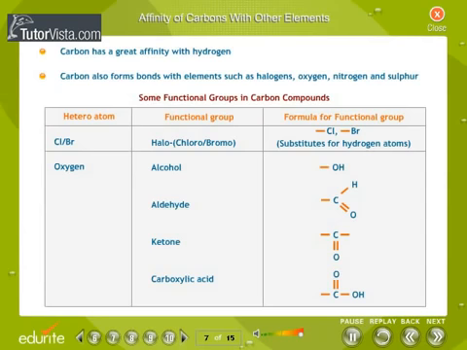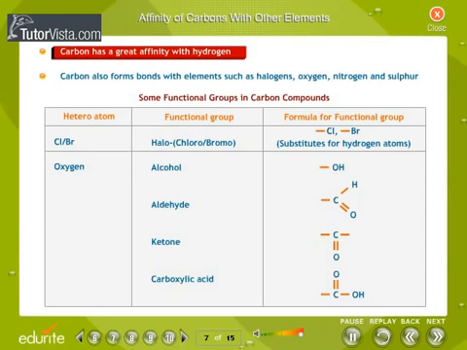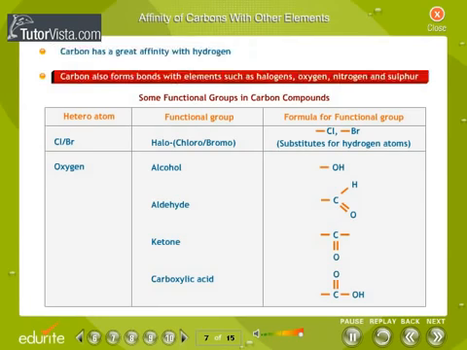Affinity of carbon with other elements. Carbon has a great affinity with hydrogen. Carbon also forms bonds with elements such as halogens, oxygen, nitrogen, and sulfur.